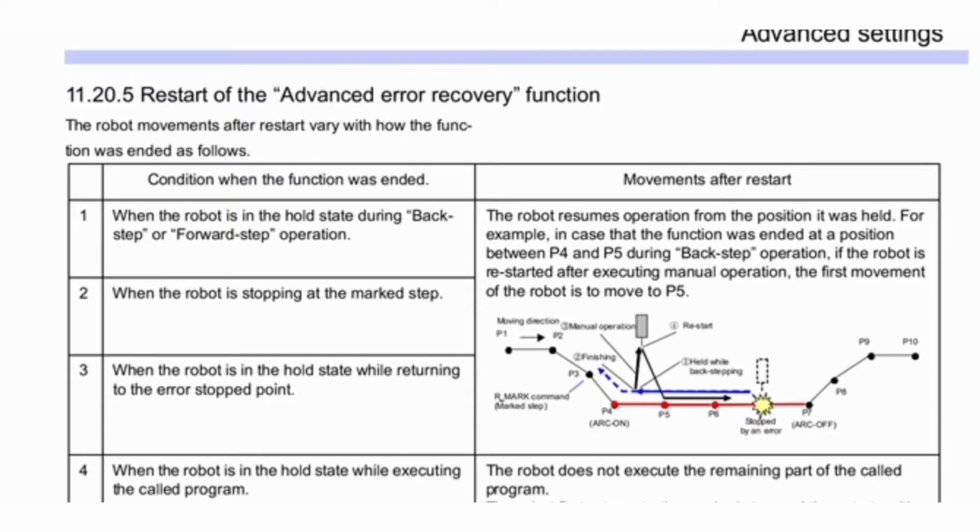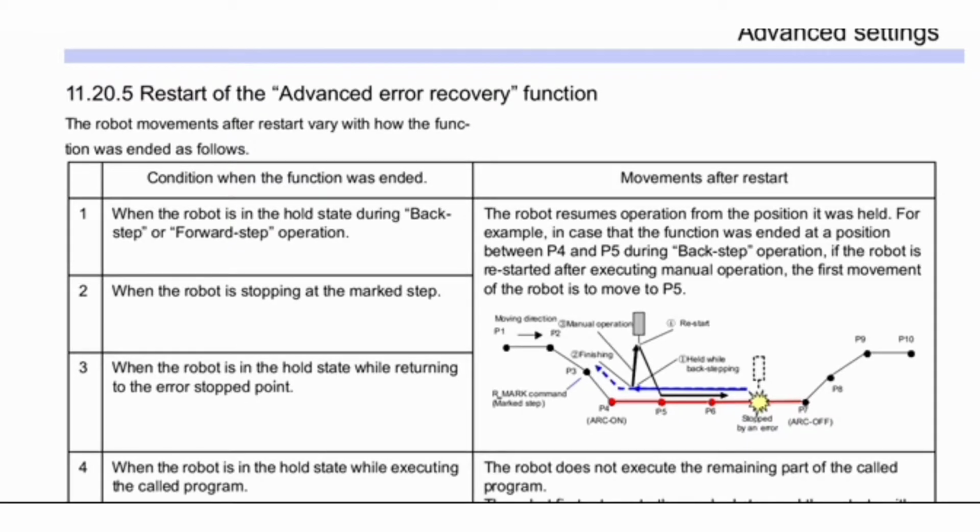The robot resumes operation from the position it was held. For example, in case that the function was ended at a position between P4 and P5 during back step operation, if the robot is restarted after executing manual operation, the first movement of the robot is to move to P5.